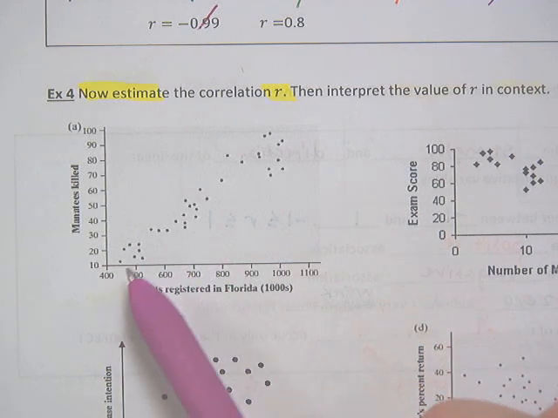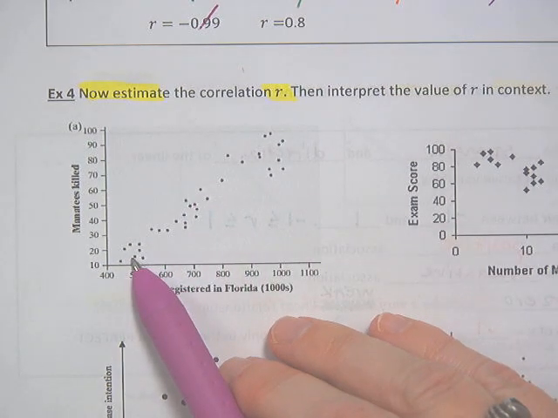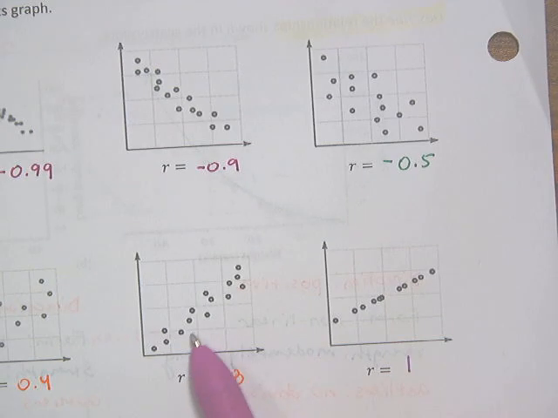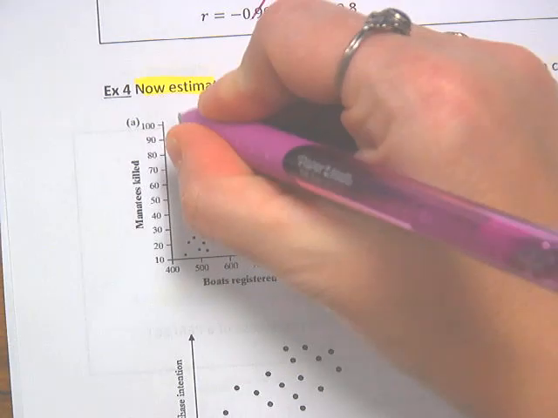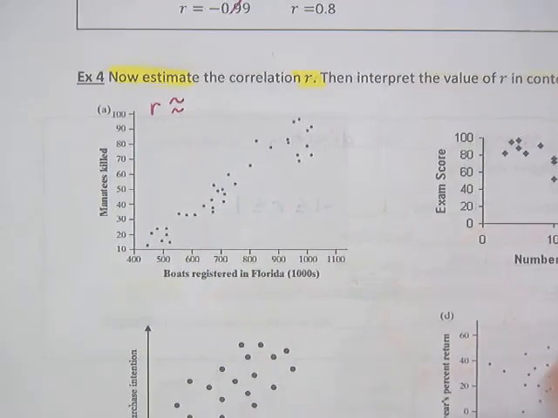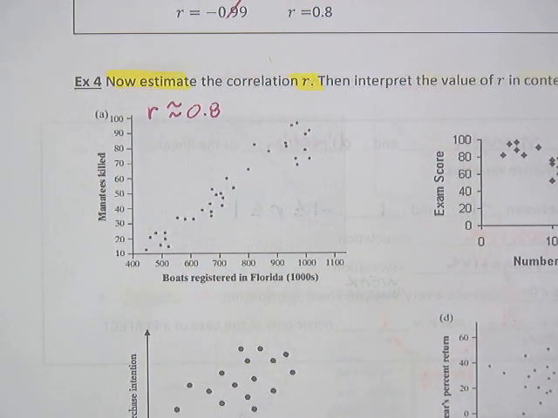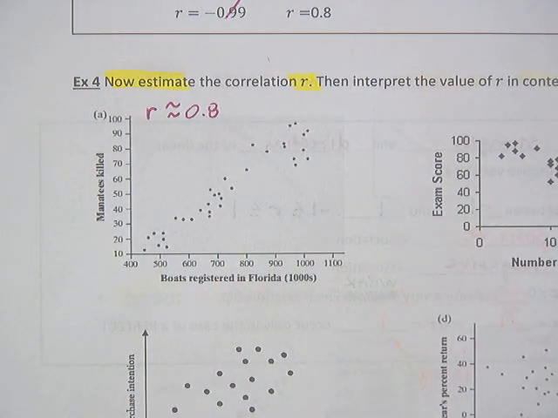So this first scatter plot here, I would say that this is fairly strong. I'd say it's almost kind of like this example up here. So if we're going to totally estimate R, let's put that R is approximately 0.8. Now, if you're a student working on your homework and you put 0.7 and my answer key says 0.8, then you're just fine because it says to estimate, so somewhere close to that. It's positive 0.8. And then it says interpret the value of R in context.